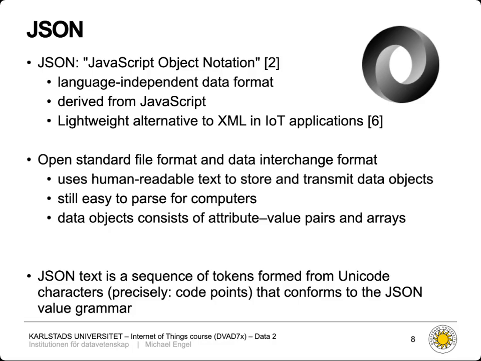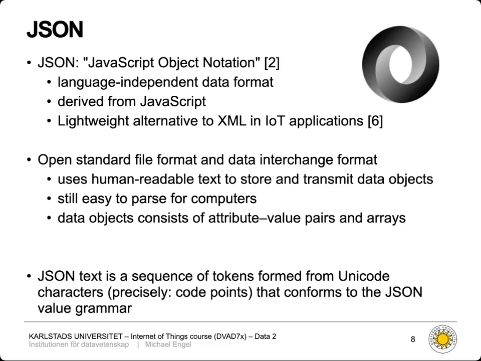So JSON, like XML, is an open standard as a file format and also as a format for interchanging data between nodes. Again, the requirement was to have human-readable text to store and transmit data objects that should still be easy to parse and understand for computers. And the general idea in JSON is that data objects consist of attribute value pairs and arrays of these.